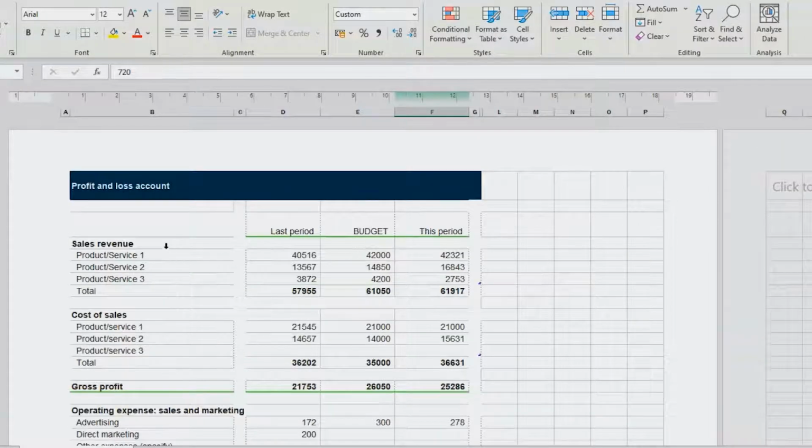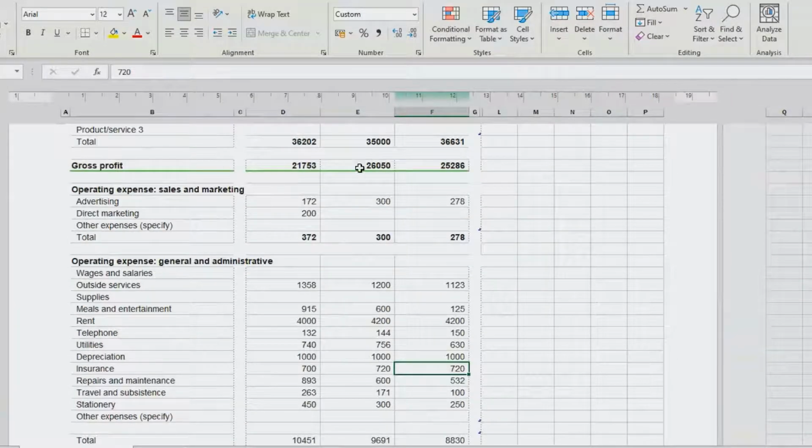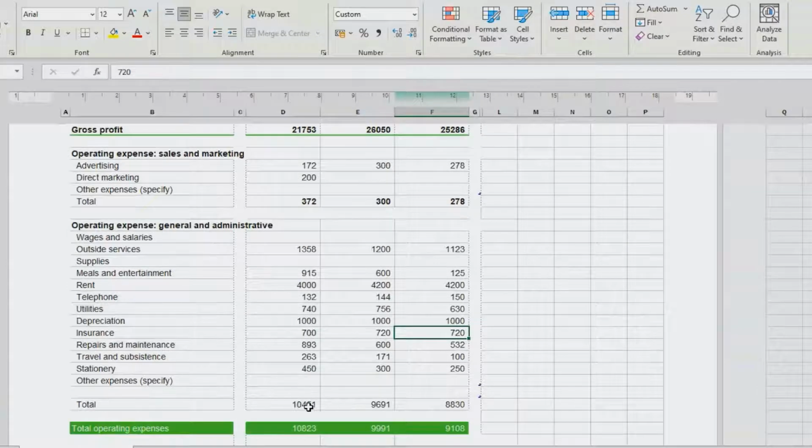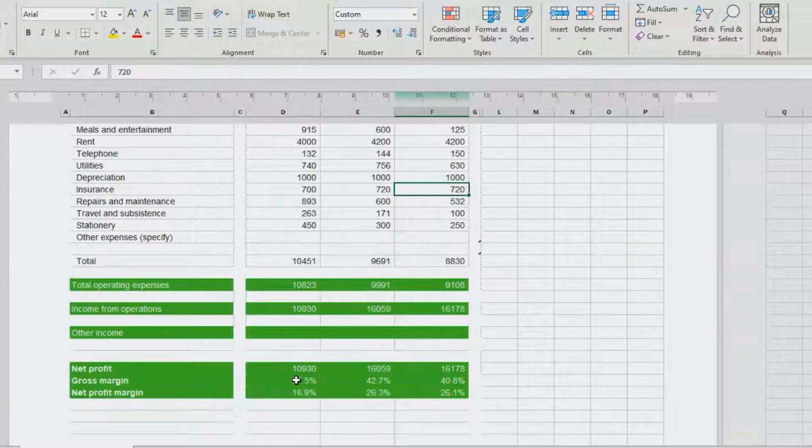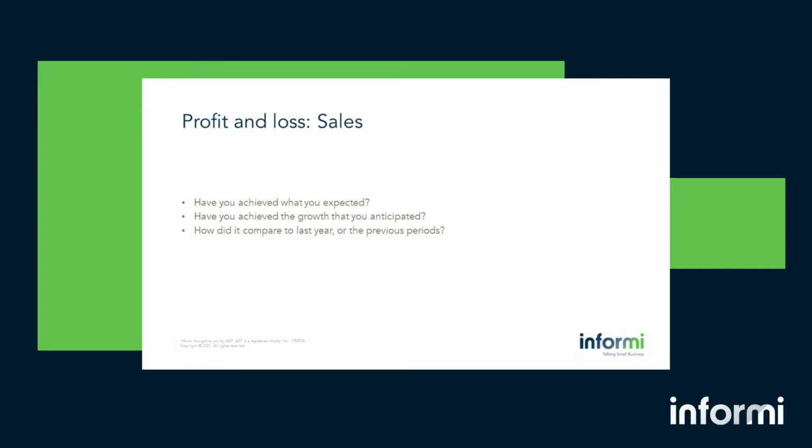But ultimately, you have your sales at the top with your direct expenses or your cost of sales underneath, and then you get your gross profit. Underneath your gross profit figures, you'll then have your operating expenses. These may be grouped, as in this template, with sales and marketing and general and administrative, or it may just be all in one section. You'll then have a total of these operating expenses at the bottom. And then finally, you have your net profit and your percentages for your gross margin and net profit margin at the bottom.